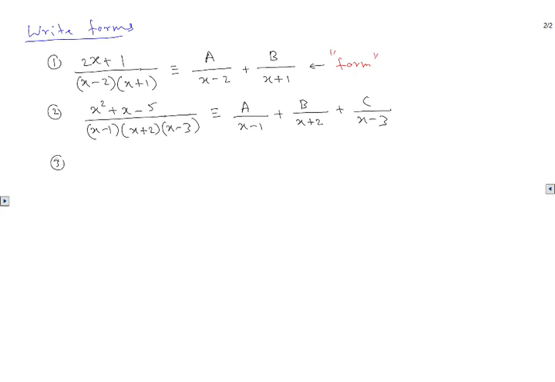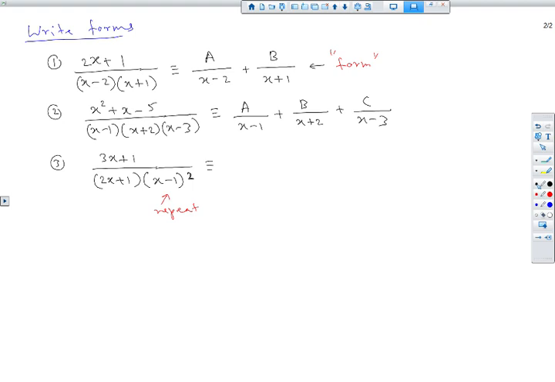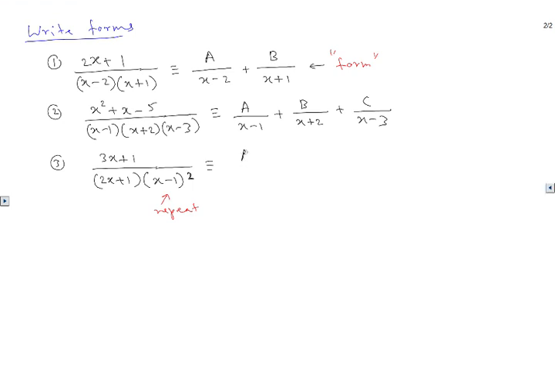And then the third one, how about we see a repeated factor, for example (3x + 1) over (2x + 1)(x - 1) squared. The only difference is the repeated factor. When you have a repeated factor, we follow a different technique. We can write the first one. The first one is a linear factor, so it's A over (2x + 1). There's no problem with that.